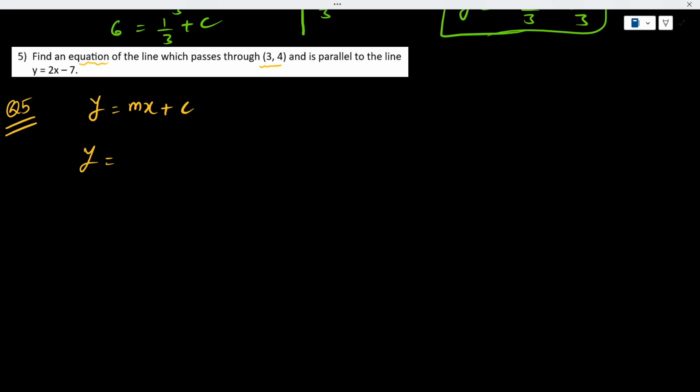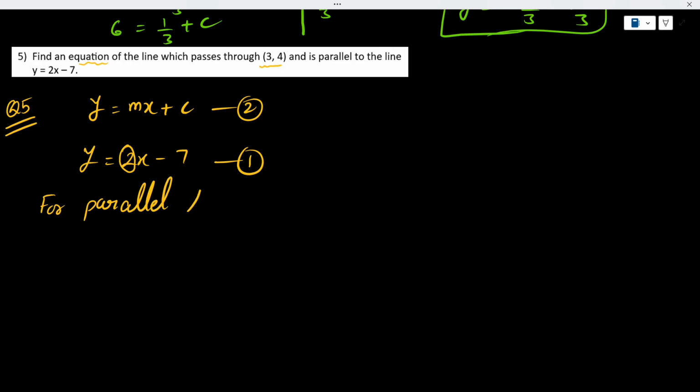So another equation is given as 2x minus 7. Now this is already in gradient form. So what is this gradient here? This is your equation 2, and this is your equation 1, because there are two lines, right? That's why they are parallel, it's given. So you can write down here, for parallel lines, what is the relationship between their gradients? You know that both the gradients have to be equal. So m1 is equal to m2.